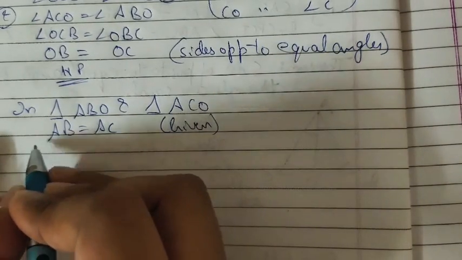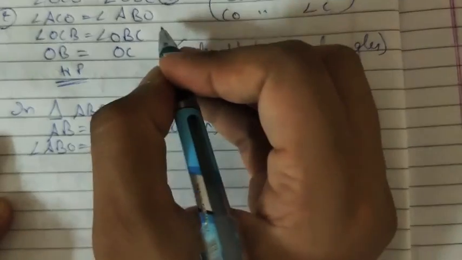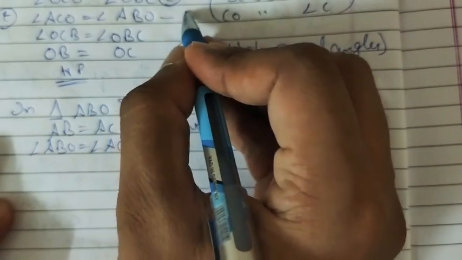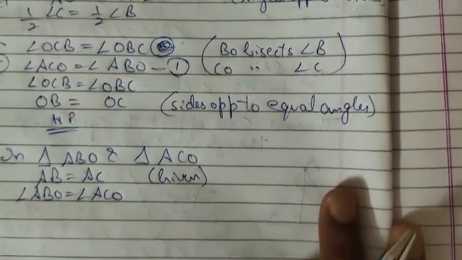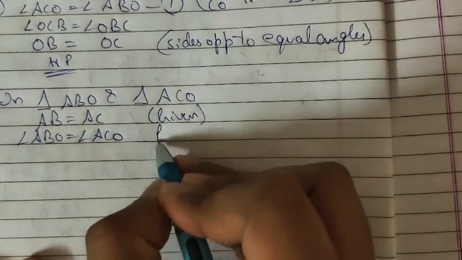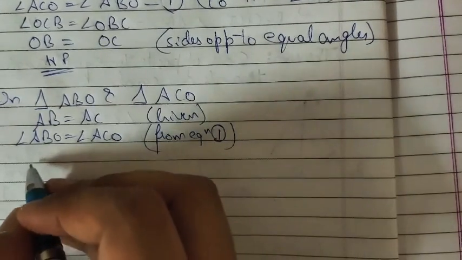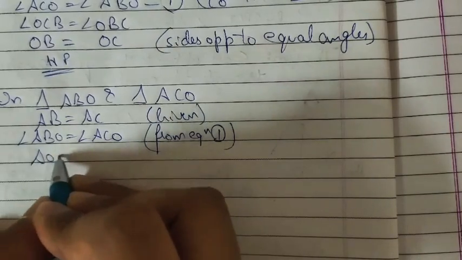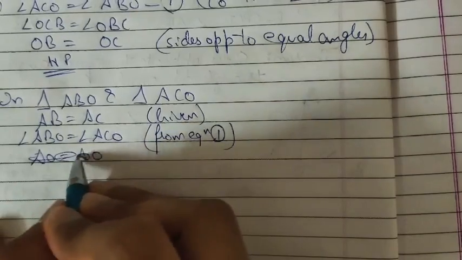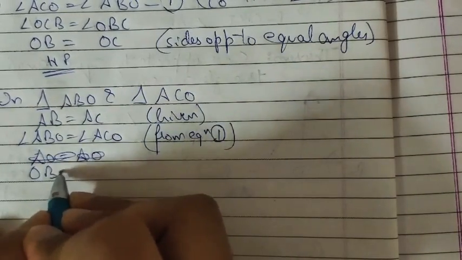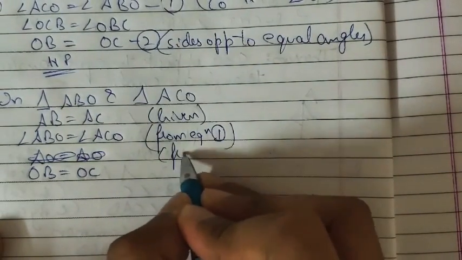Second, angle ABO is equal to angle ACO from equation 1. So ACO is equal to ABO, from equation 1, and AO is equal to AO. Also we know that OB is equal to OC. This we have proved here from equation 2.